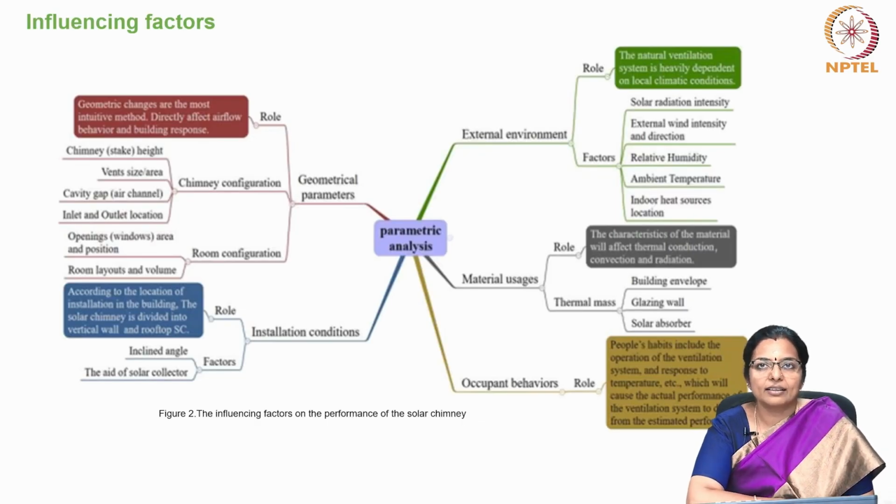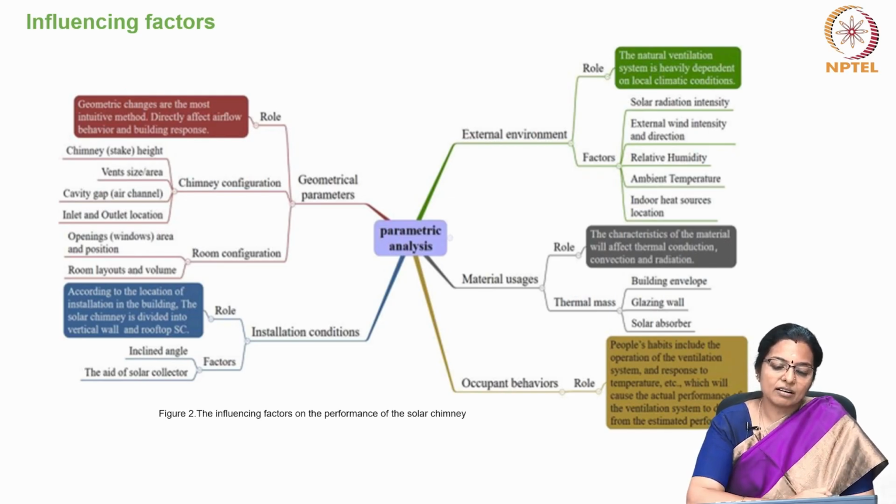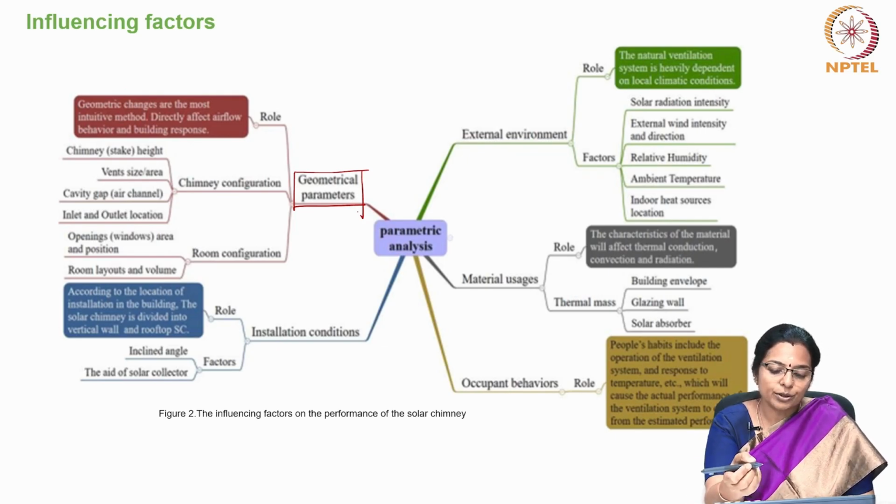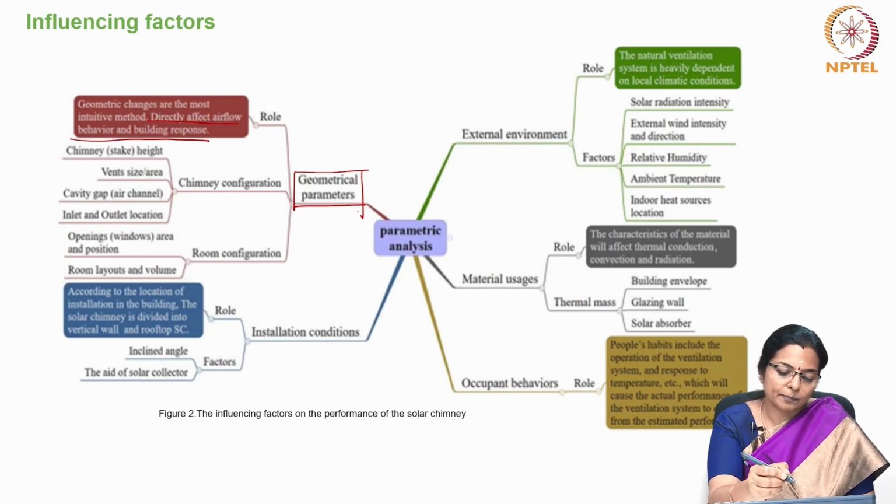Let us look at the factors which influence the use of solar chimneys. So, what all factors govern its performance? The factors which govern are the geometrical parameters. Geometrical parameters means the geometric changes are the most intuitive method, directly affecting airflow behavior and building response.